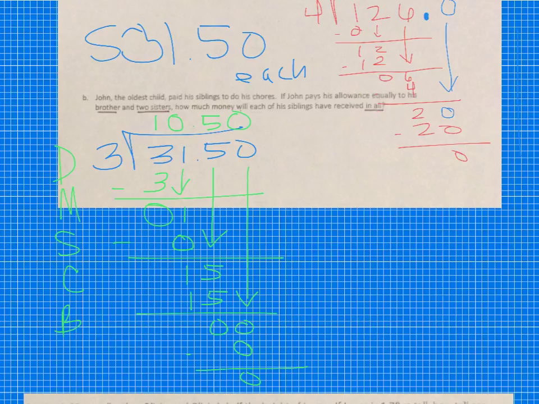So I'm going to take $10.50 plus $31.50 and get 0, and 2, and 4, and bring it on down on the decimal. And don't forget your label, $42. They will each receive $42.